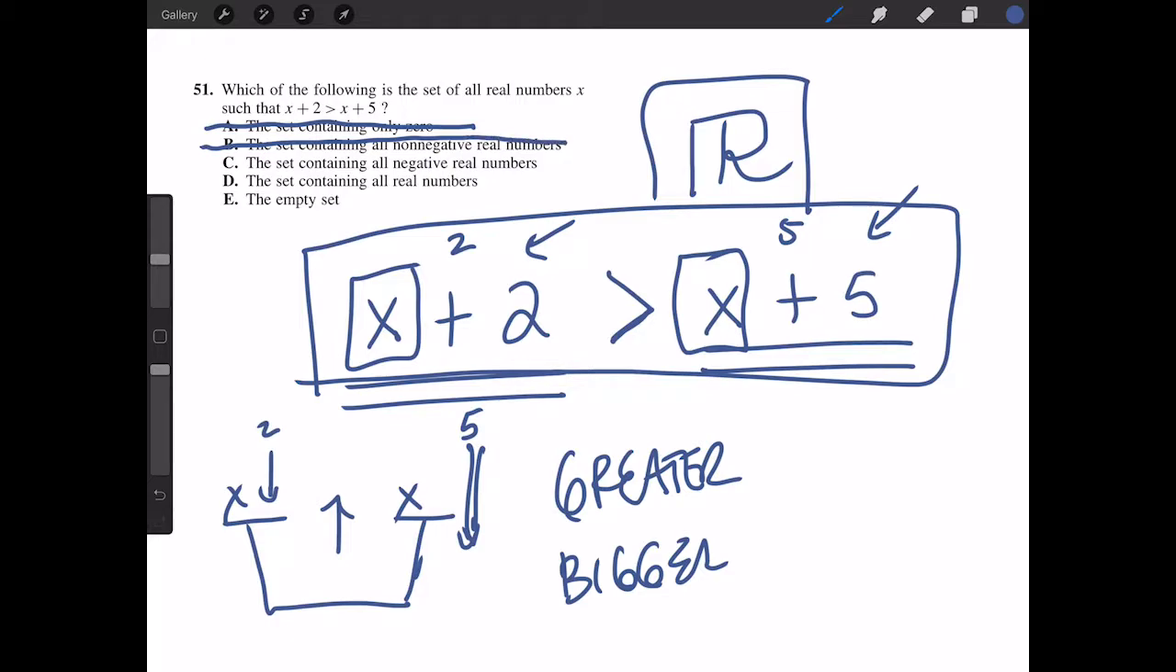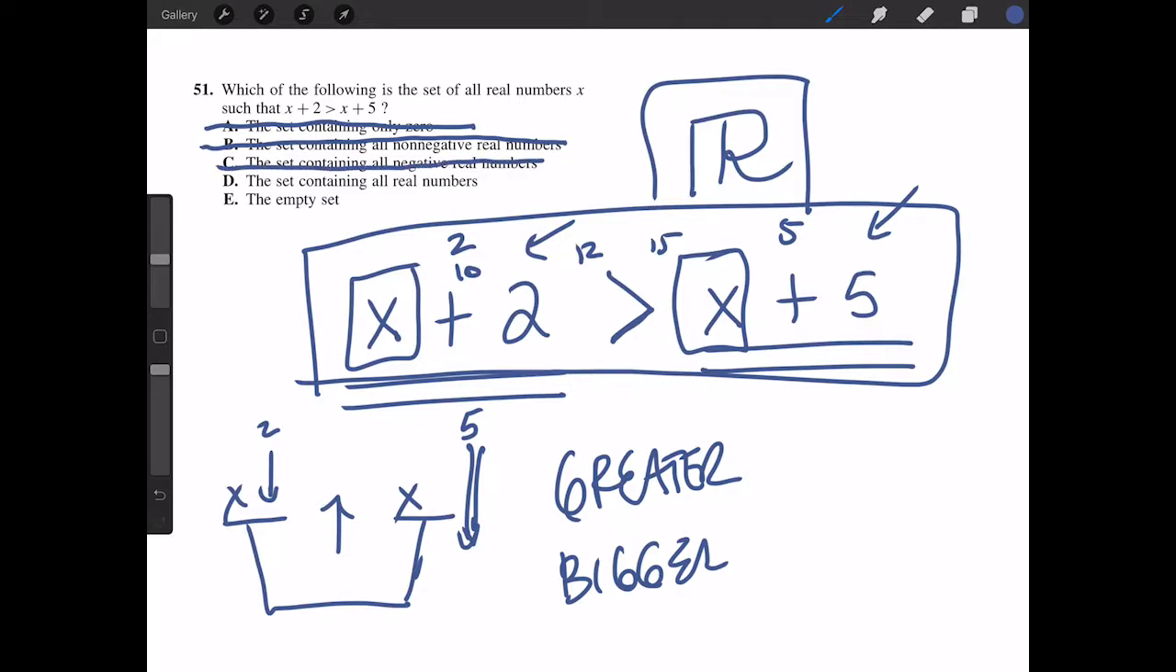The set containing all non-negative real numbers. False. Plug in any positive value. Say 1. 1 plus 2 is 3. 1 plus 5 is 6. 3 is not greater than 6. Or 10. 10 plus 2 is 12. 12 is not greater than 10 plus 5, 15. This is never going to work.